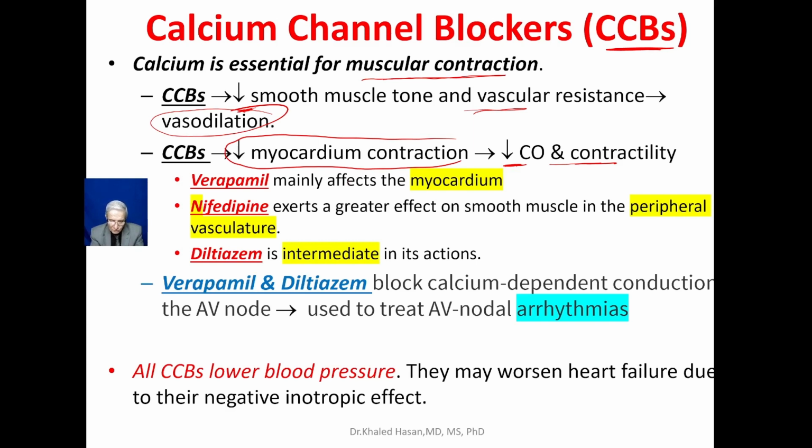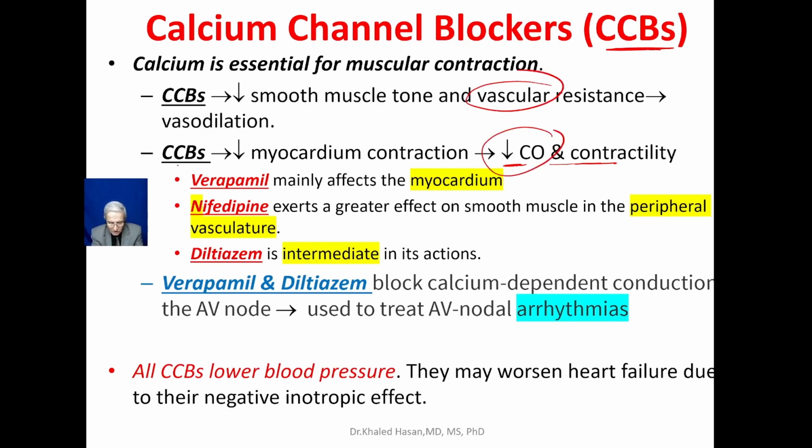We need to remember how these medications work. We have two main groups here. The first group mainly affects the blood vessels. The other group mainly affects the heart. So we have two groups of CCB: the first group affects the blood vessels, the second group affects the heart, the myocardium.